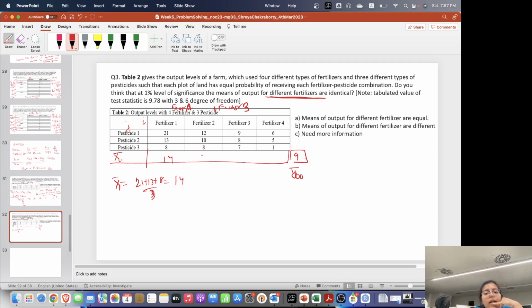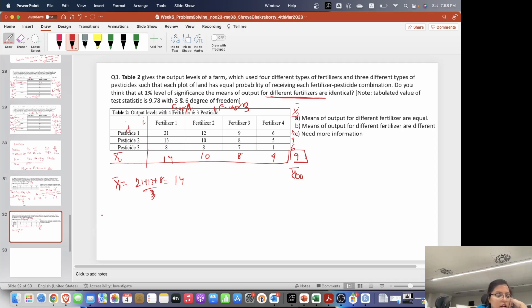Similarly, this will be 22 plus 30 by 10, 15 plus 7, 24 by 8, and this will be 6, 12 by 3, that is 4. Similarly, xj bar would be row sums, row means. So how much would you get? This one would come as 12, this would be 9, and this would be 6.